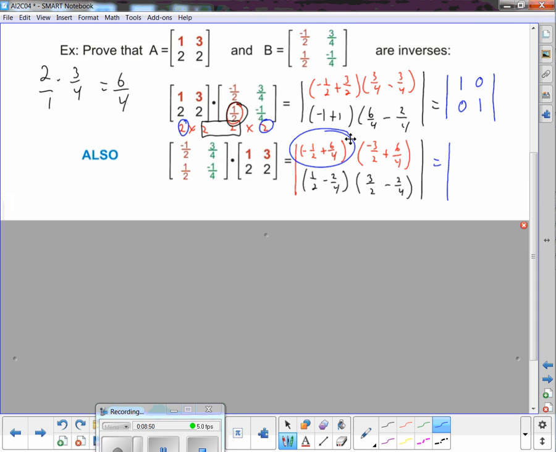Top left, negative 1/2 and a positive 3/2 leaves you a positive 2 over 2, and that is a 1. Top right, negative 3/2 and a positive 3/2 is 0. Bottom left, 1/2 minus 1/2 is 0. Bottom right, 3/2 minus 1/2 is 2/2. 2 over 2 is 1.